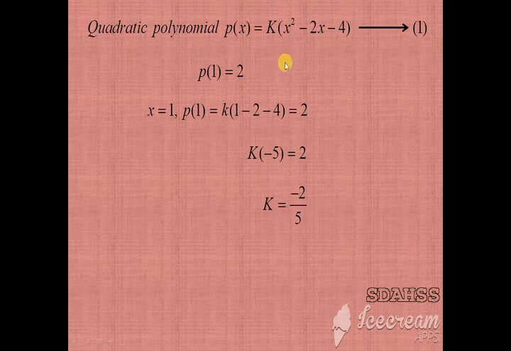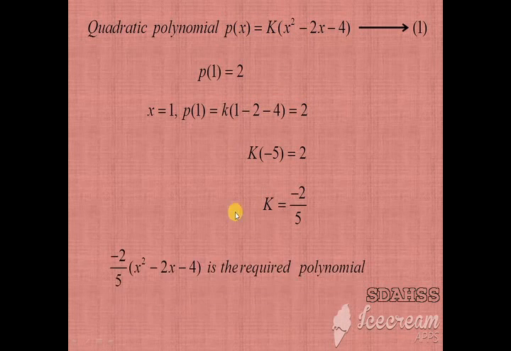Substitute k is equal to minus 2 by 5 in the equation 1. So this equation becomes minus 2 by 5 into x square minus 2x minus 4. This is the required polynomial.